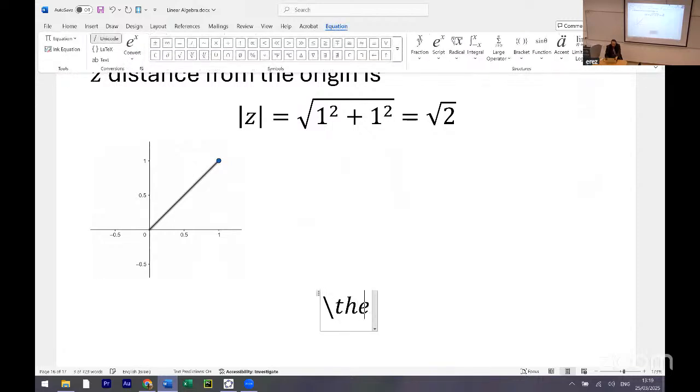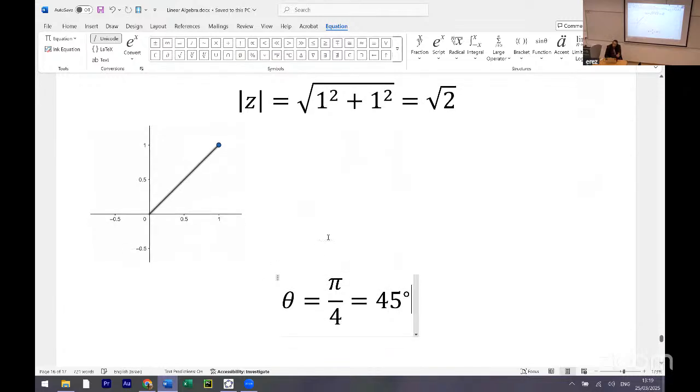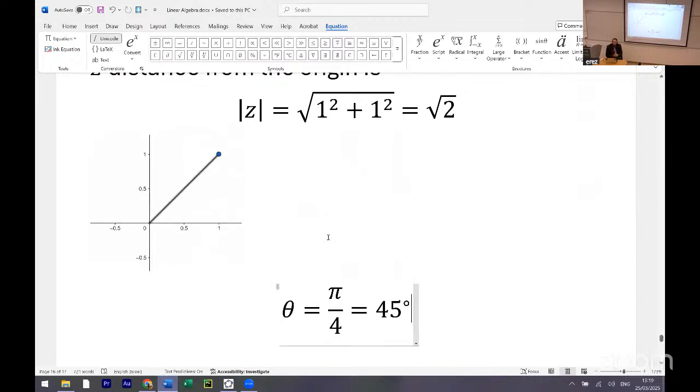And the angle, let's call it theta, is pi over 4, which is 45 degrees. We'll use radians, especially in calculus, and we'll explain why. Here, in linear algebra, it doesn't really matter. So the geometrical way of looking at the number is remembering its distance from the origin and its angle towards the positive part of the real axis, the real line.